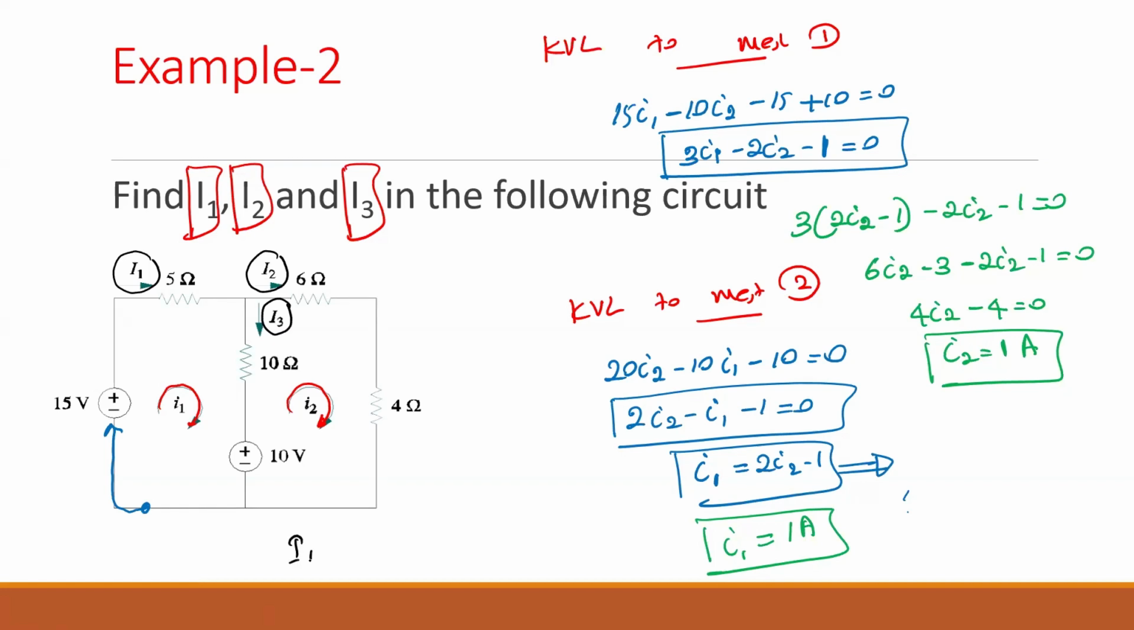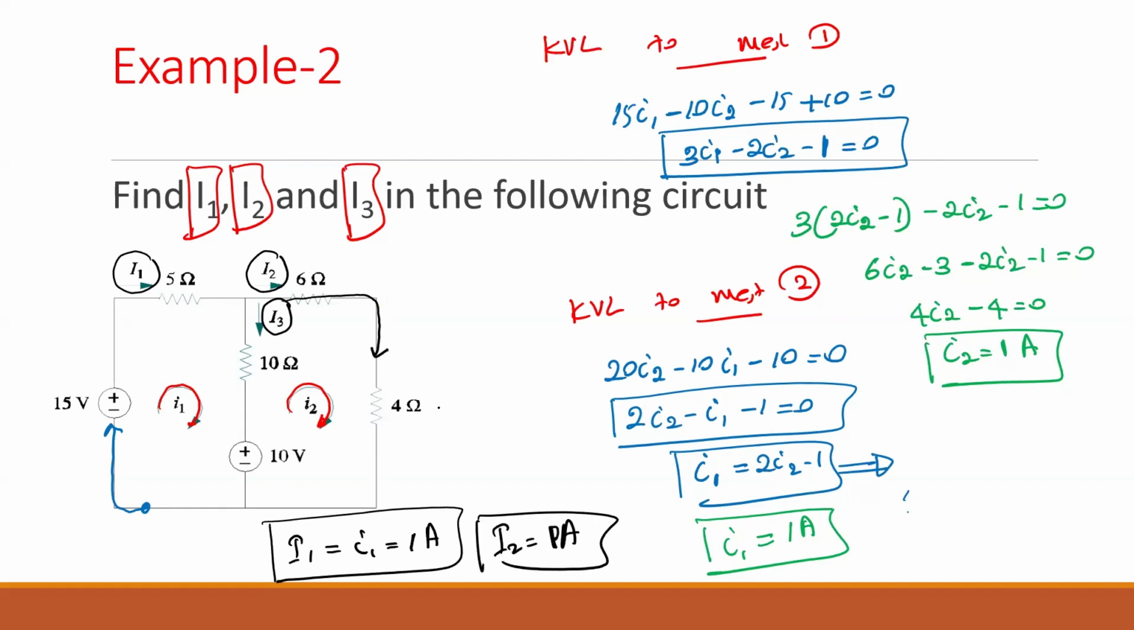So I1 is equal to simple I1, isn't it? That is 1 amp. Do you agree? Yeah. And I2 should be simple I2 because that is the current going in this path, isn't it? So I2 is equal to 1 amp as well. How about I3? How do you find the I3?